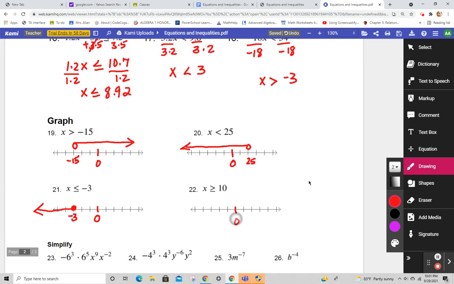Okay, so 0 here, 10. Let's say 10 is somewhere over here. And it is equal to or greater. So it's all those numbers or greater.